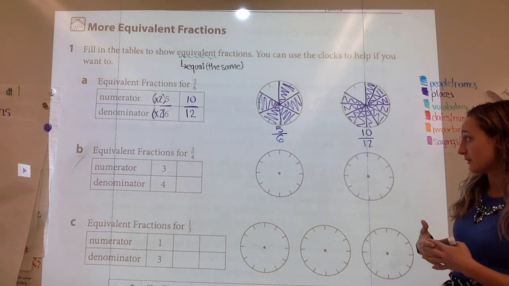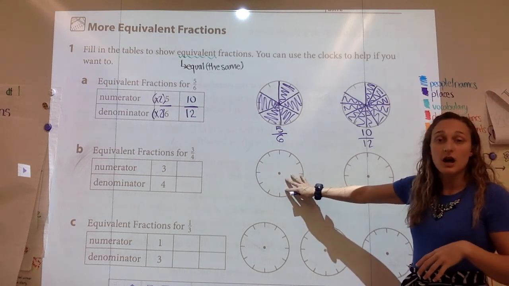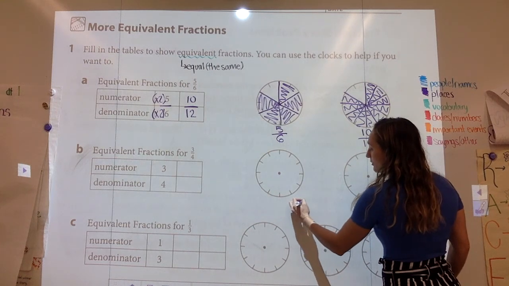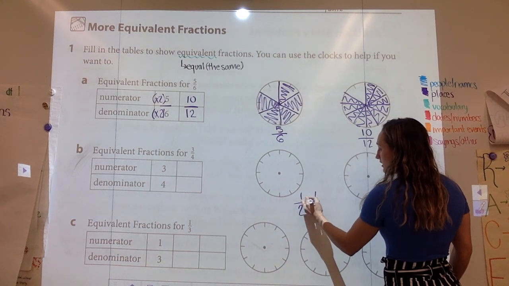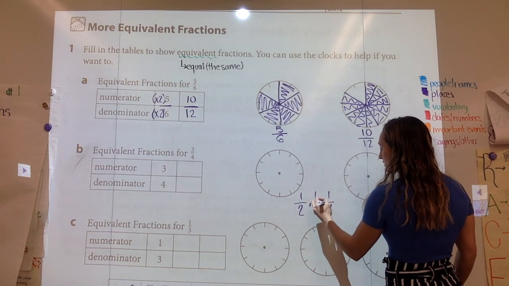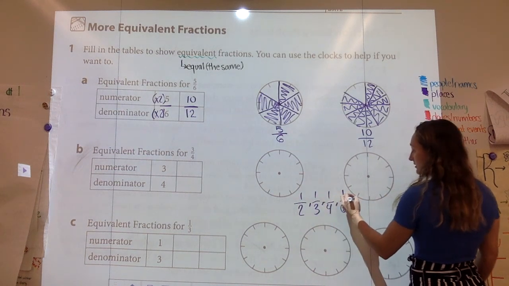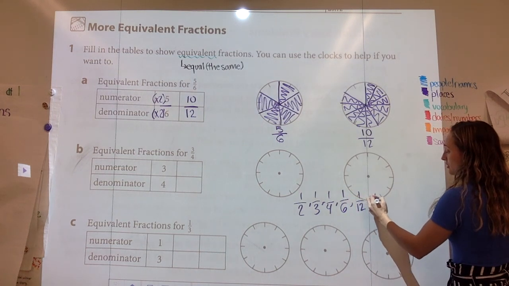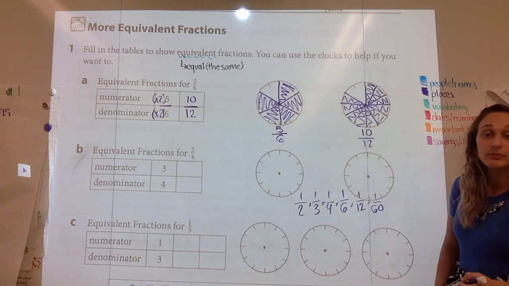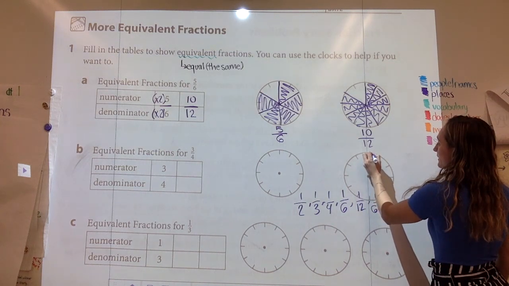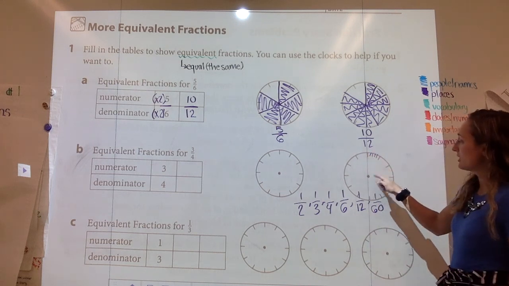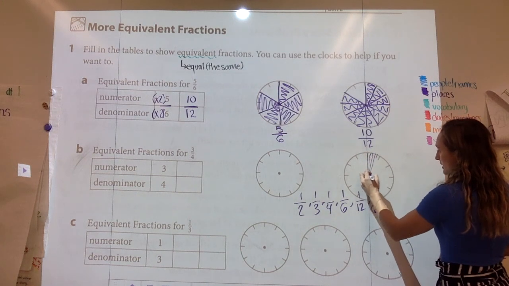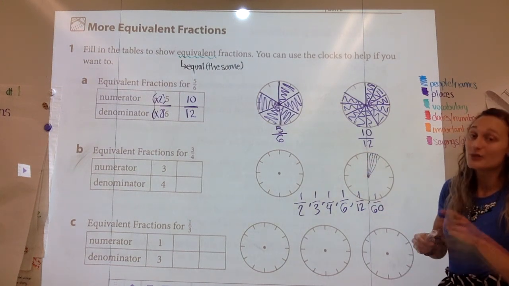You can do a different denominator, but if you're going to use the clocks, the types of denominators you want to use are halves, thirds, fourths, twelfths. You can even push it to 60ths, but that one might be a little hard because you will have to fit 1, 2, 3, 4, 5 minutes in between here and split it at every single minute, which will take you a long time, but you can do it.